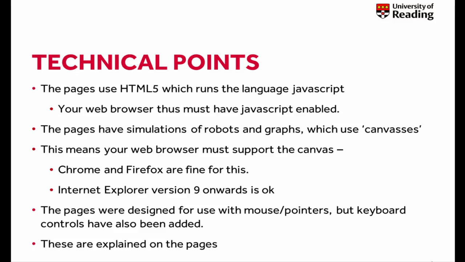A few technical points on these pages. They use HTML5, which runs the language JavaScript, which means that your web browser must have JavaScript enabled. The pages have simulations of robots and graphs, and these use the so-called canvas, which means your web browser must support the canvas. Chrome and Firefox do that. Later versions of Internet Explorer are also okay. And as I said, the pages are designed to use with the mouse, but you can also use a keyboard. And all the controls and tasks are explained on the pages.